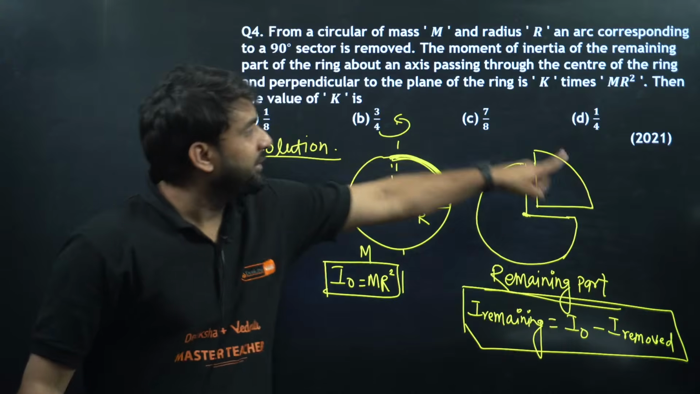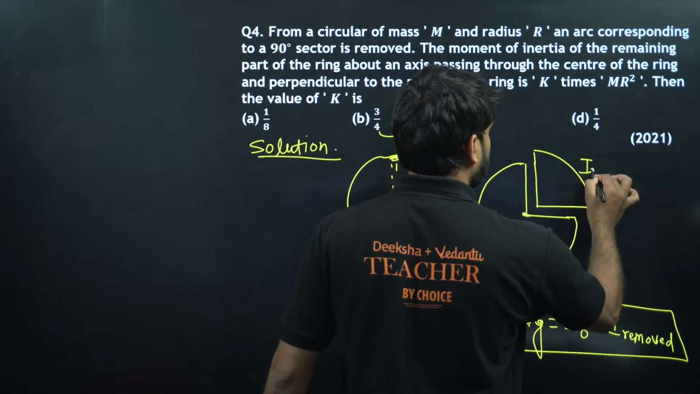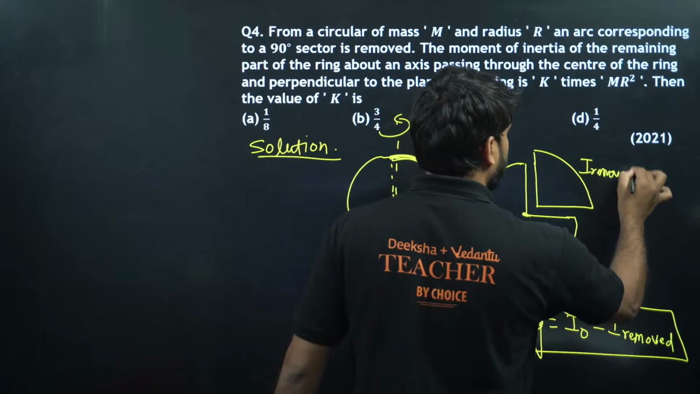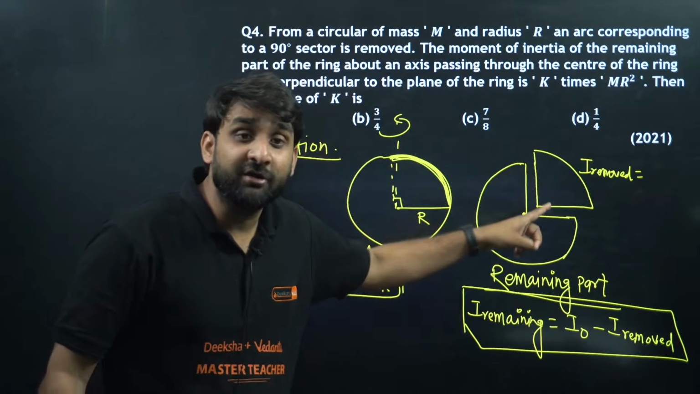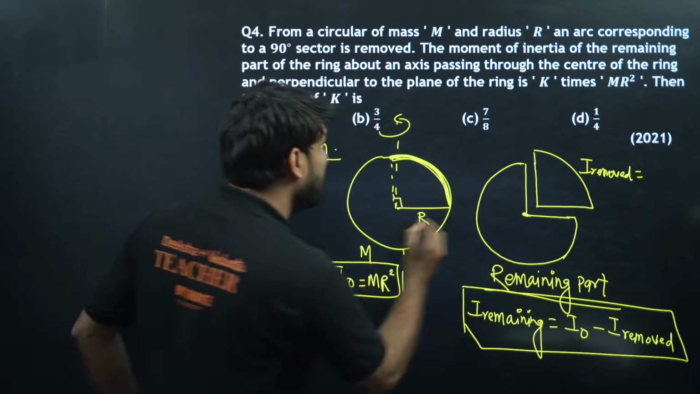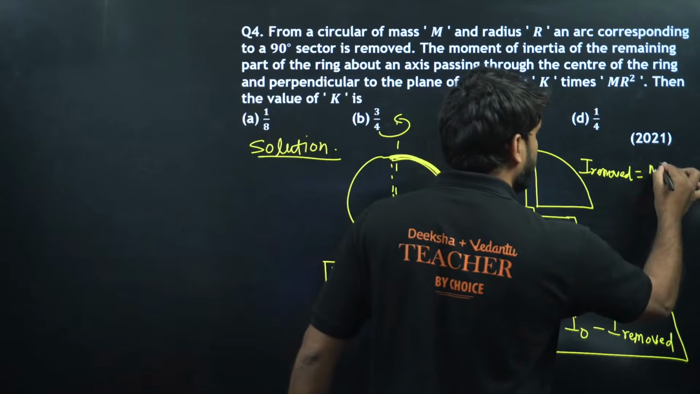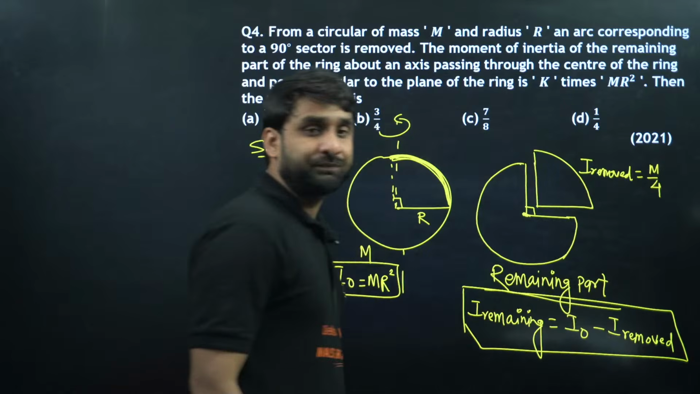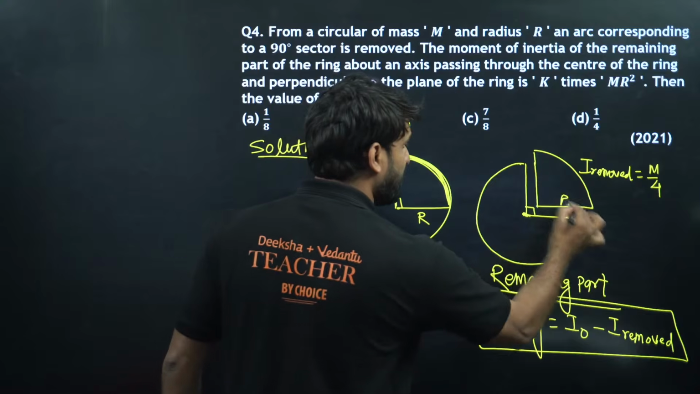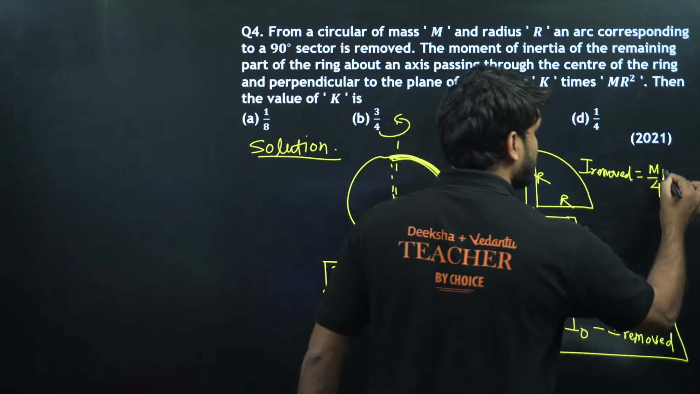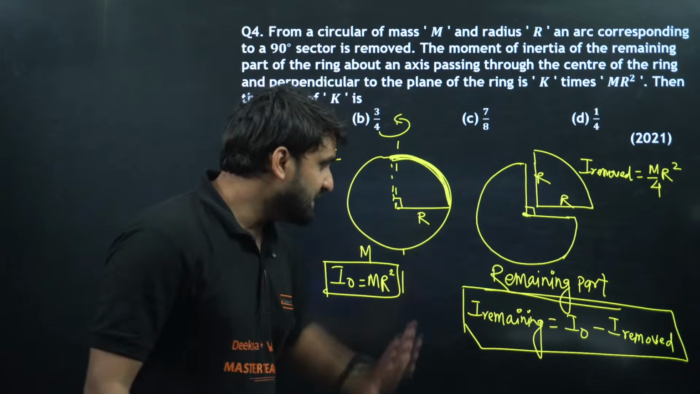And what will be the moment of inertia of this part? The moment of inertia of the removed part, I removed, will be equal to what, champion? We have removed 1/4, since 90 degrees means 1/4. So the mass will be M by 4, and the radius is still R, so I removed is M by 4 R square.